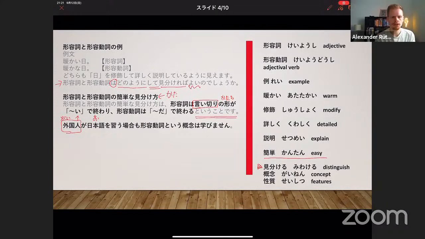So 外国人が 日本語を. Do you know this? That's to learn, 習う, narau. Narau もの, mono, that's by case.